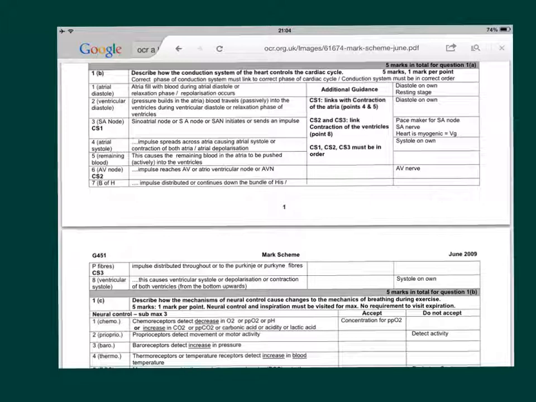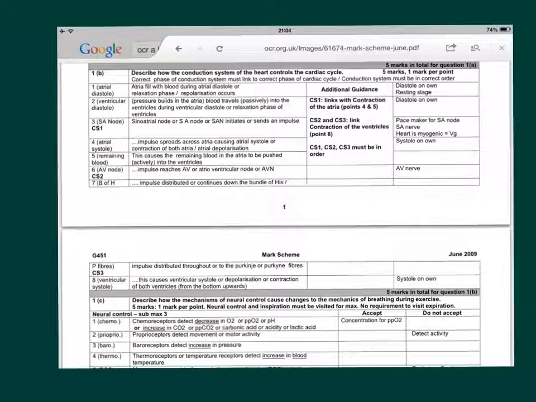Then point 6, the impulse that was initiated at the SA node then reaches the atrioventricular or the AV node, which they would give you a mark for. This impulse from the AV node is then distributed or continues down the bundle of His, which we've looked at. And the last 2 points are that this impulse will then be distributed throughout the Purkinje fibers. And finally, as we know, because this causes the ventricles to contract, this is also known as ventricular systole. And then the cycle will repeat.